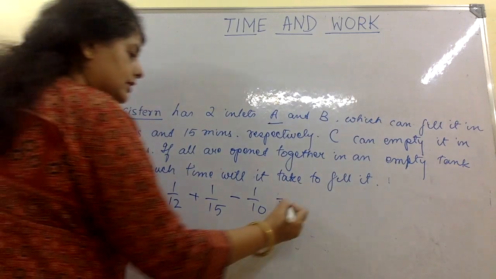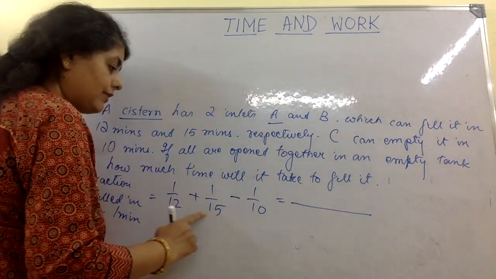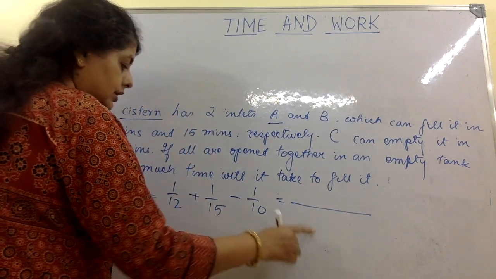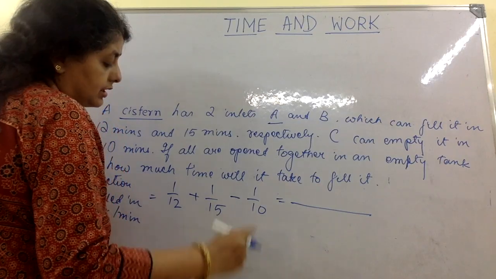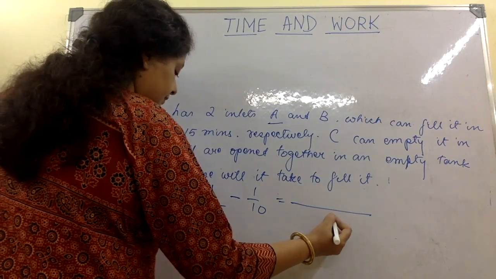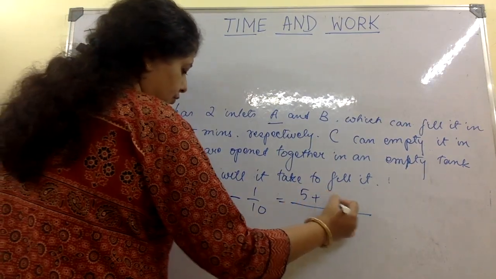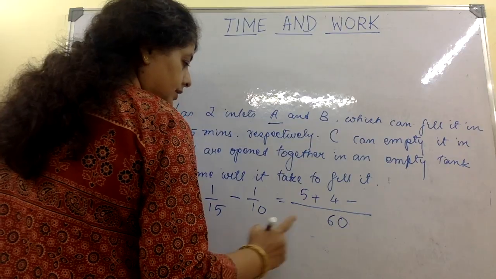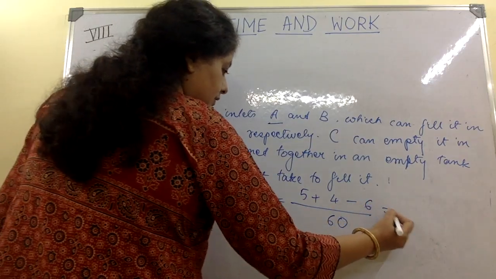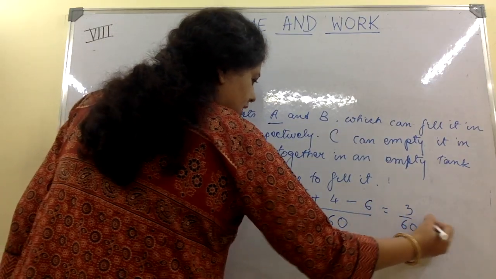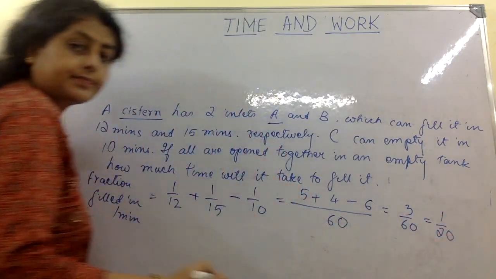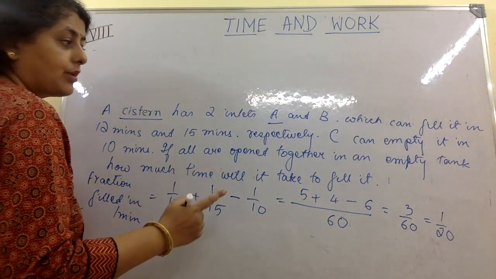That is 12, 15, 10. How much is the LCM? LCM is 60. This is 5 plus 4 minus 6, which is 3 by 60, which is 1 by 20. That is 1 by 20.